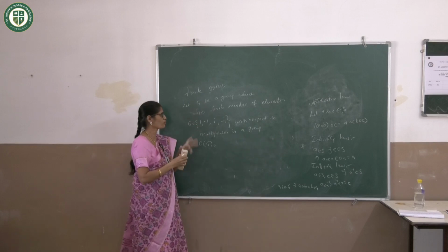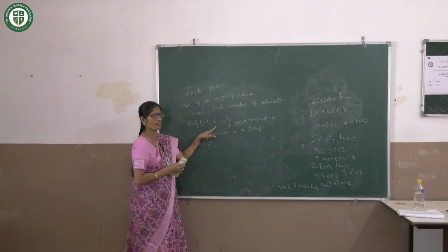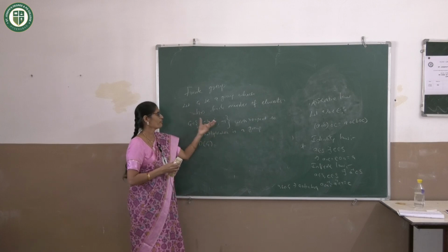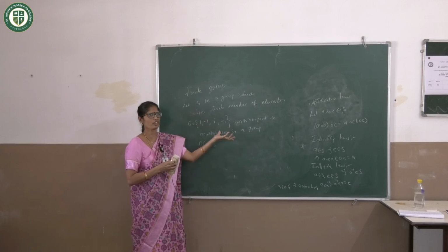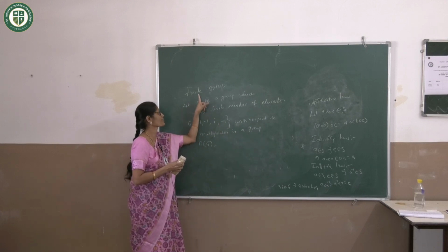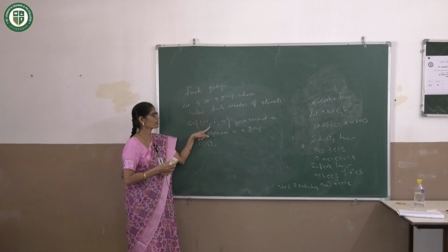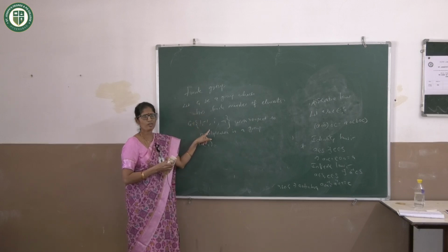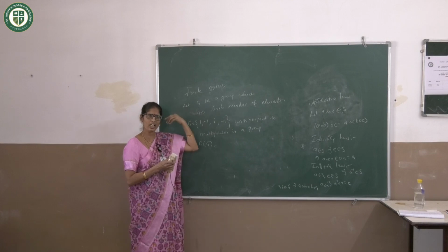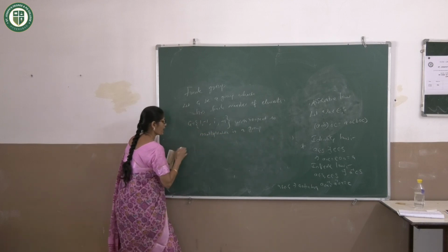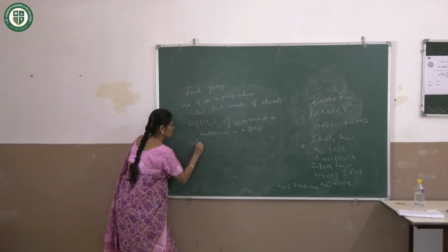So a finite group is nothing but a group in which we can count the number of elements, then that is said to be a finite group. The example for a finite group is the fourth roots of unity. This is the example of a finite group. So finite group means we can count how many elements we have in that group, right? Next, we have order of a group.